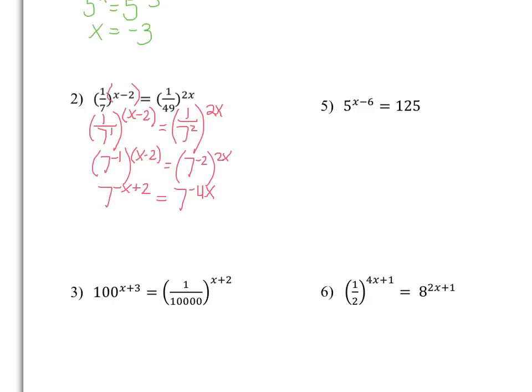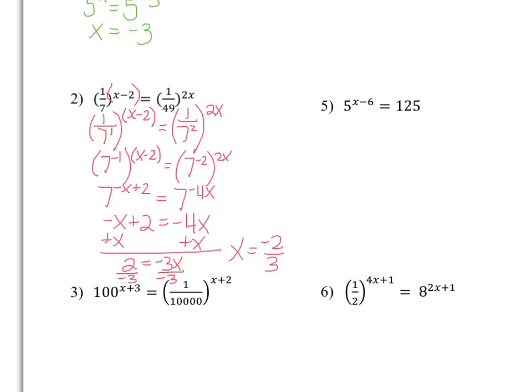Now that they have the same base, I can set up a new equation where my exponents are equal to each other. And then I can solve for x. I'm going to add x to both sides to get 2 equals negative 3x. And then I'm going to divide both sides by negative 3 to get x equals negative 2/3.